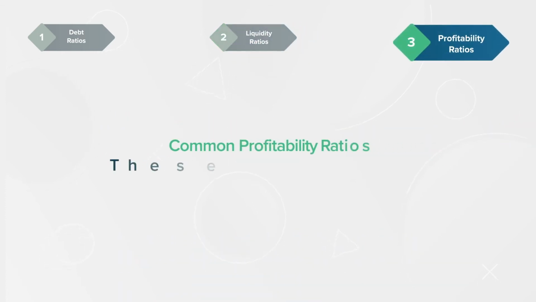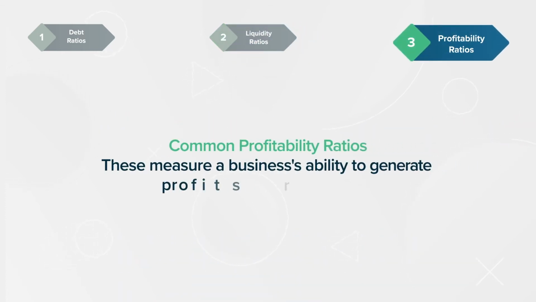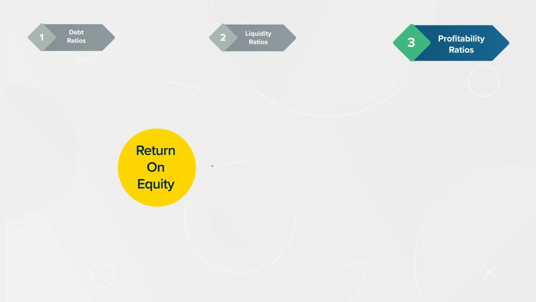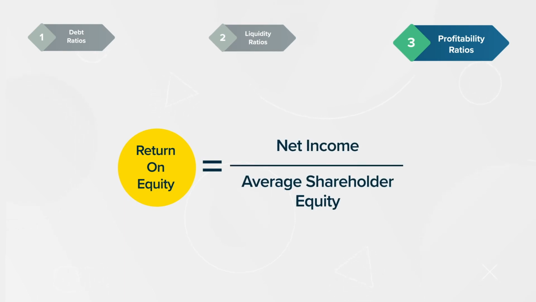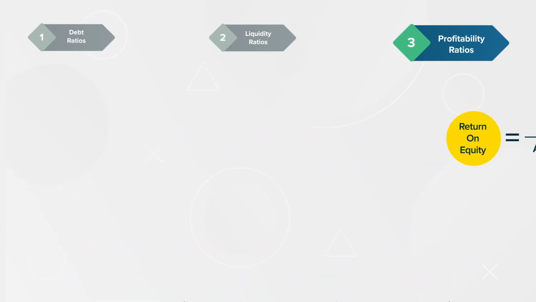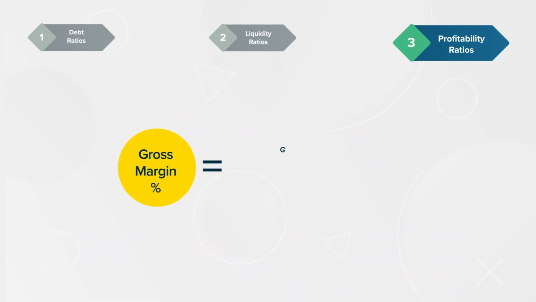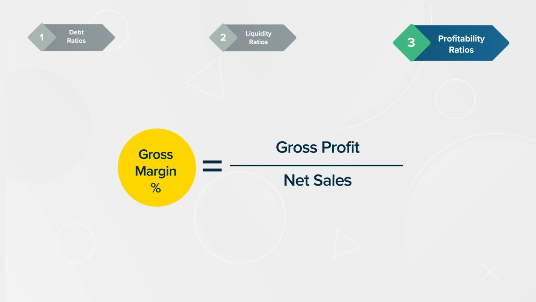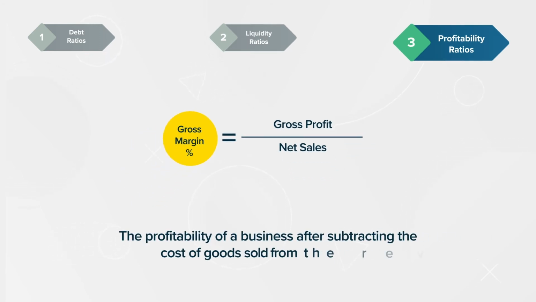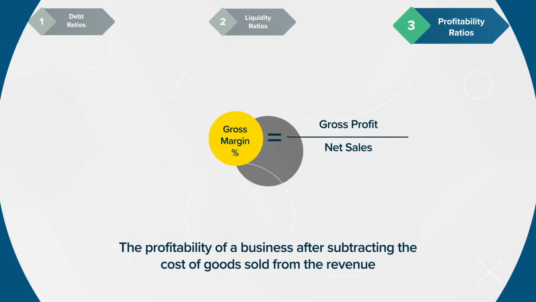Common profitability ratios. These measure a business's ability to generate profits relative to its revenue. Return on equity is net income divided by average shareholder equity. This measures the profits made for each dollar of shareholders' equity. Gross margin is gross profit divided by net sales. This is the profitability of a business after subtracting the cost of goods sold from the revenue.